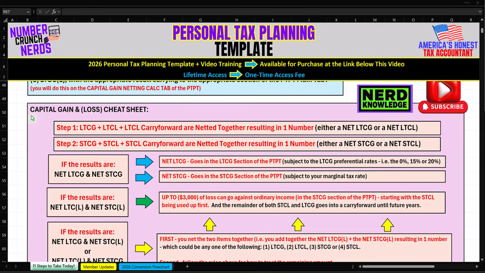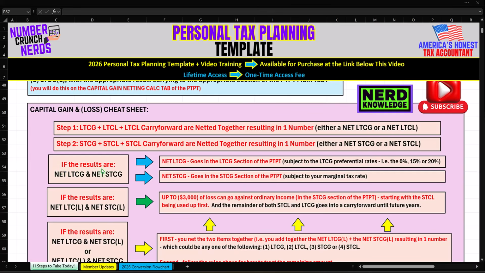Okay, let's quickly run through the capital gain and loss cheat sheet as a quick refresher for everyone on how capital gains and losses are supposed to be netted together. So step number 1, long-term capital gain plus long-term capital loss plus long-term capital loss carry forward are netted together, resulting in one number. That number will either be a net long-term capital gain or it will be a net long-term capital loss. Then step number 2, short-term capital gain plus short-term capital loss plus short-term capital loss carry forward are netted together, resulting in one number. That number will either be a net short-term capital gain or it will be a net short-term capital loss.